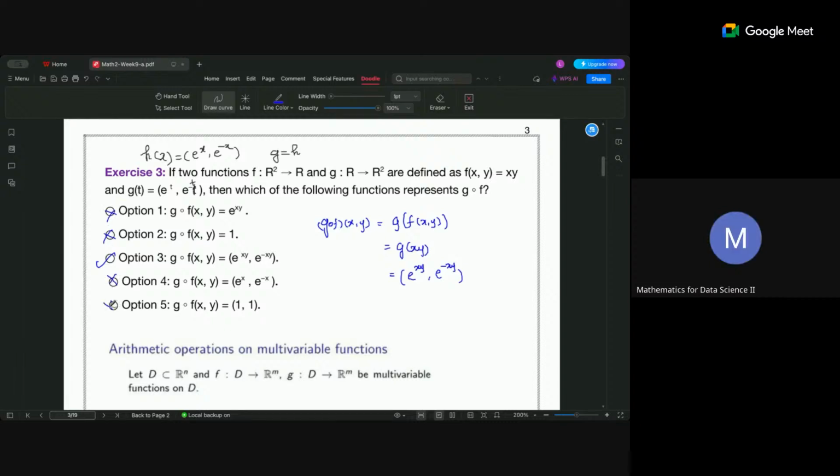Okay, so option 3. Ma'am, g of f of x comma y is g of xy. Yes. Is it clear? Got it, ma'am. Okay.